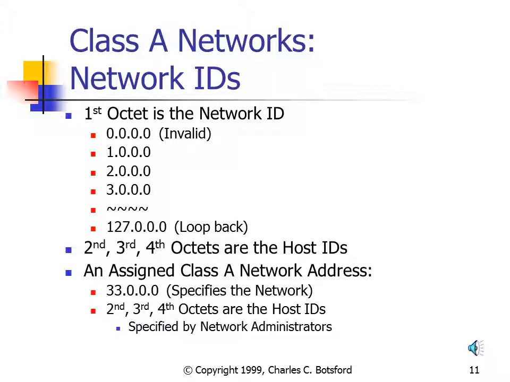Now, if we were assigned a Class A network address like 33.0.0.0, all computers in our network would start with 33, and then the administrators would assign the host IDs to the individual computers.